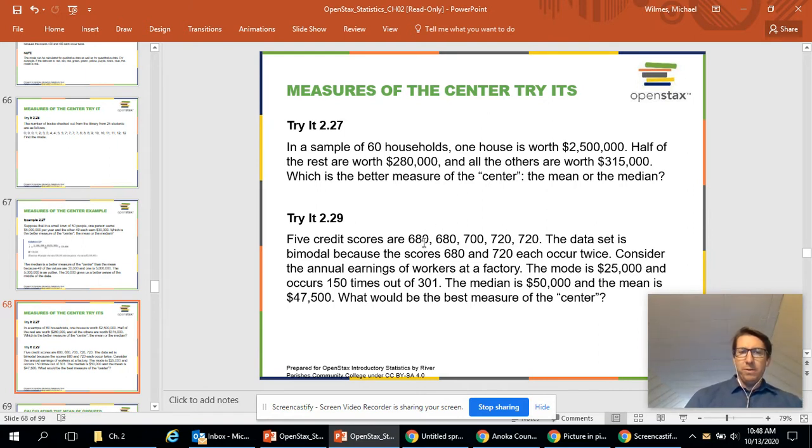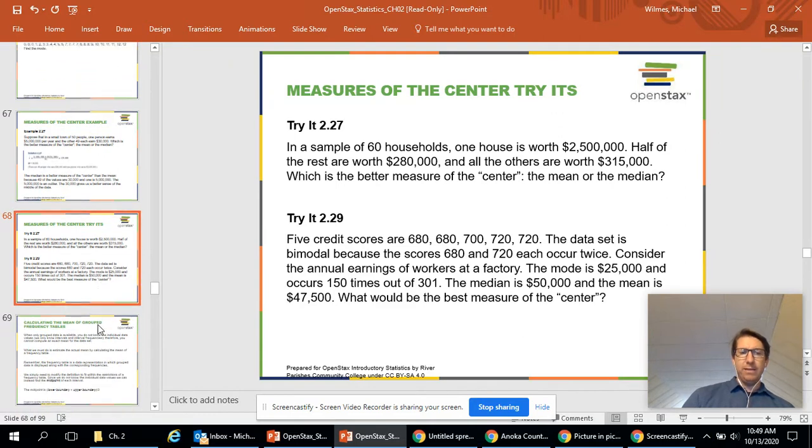But here we have some scores, 5 credit scores. Okay, so here they have some answers. The median is 50,000, the mean is 47,500. Oh, wait. Consider the annual earnings of workers at a factory. Oh, two problems. But basically, when the data is clustered together, we want the mean, not the median. The mean, the average, is just fine. It's a better way to find the center of our data.